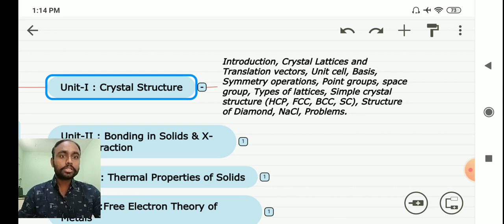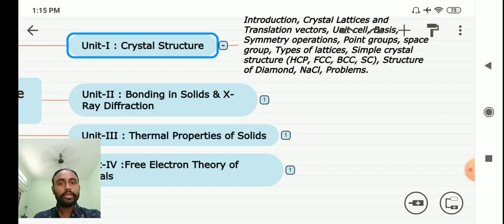Next one is what? Structure of diamond. Diamond is also a crystal. So how will the internal structure of diamond be, or basically the atomic structure, right? How atoms are arranged in the diamond, that we have to see. Next one is NaCl, that is our salt. NaCl is also a crystal, and we have to see how the Na atoms and Cl atoms are arranged in that particular structure, and we will solve some basic problems on the basis of our crystal structure theory. Okay, so this is what we have to see in unit first, crystal structure.